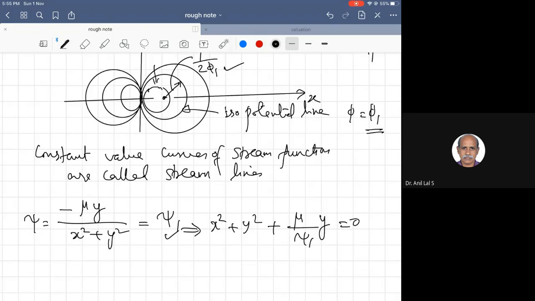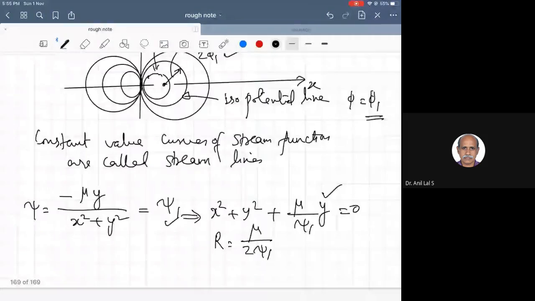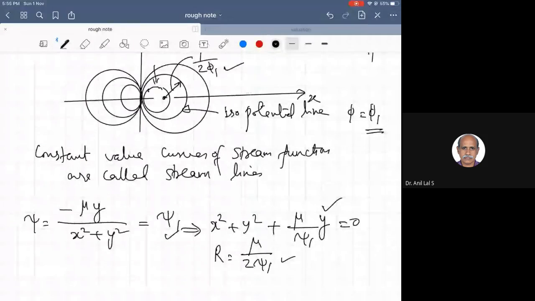So this is a circle. Again, this is a circle with the center on the y-axis. The radius of the circle is mu by 2 psi 1. So like this, there will be circles which will be touching the x-axis. These circles will be touching the x-axis. So you will have circles like this.